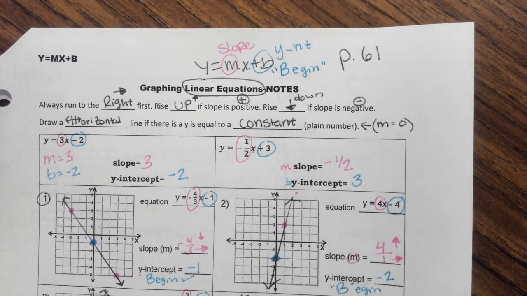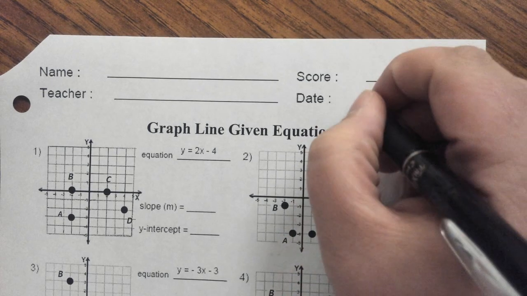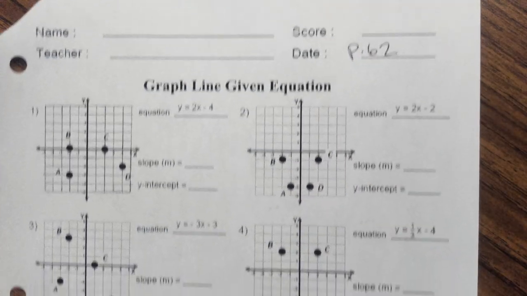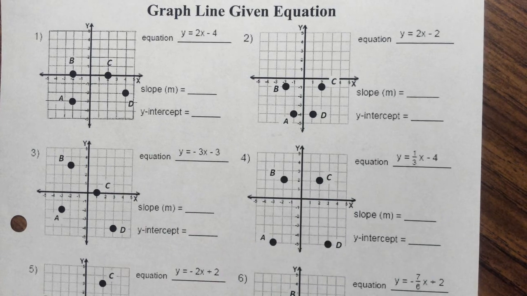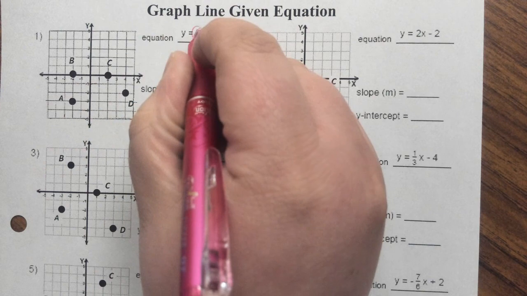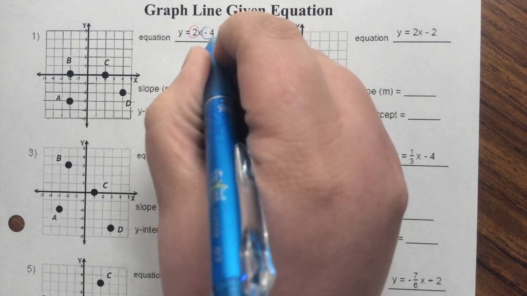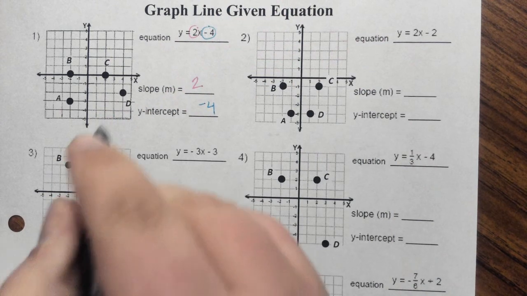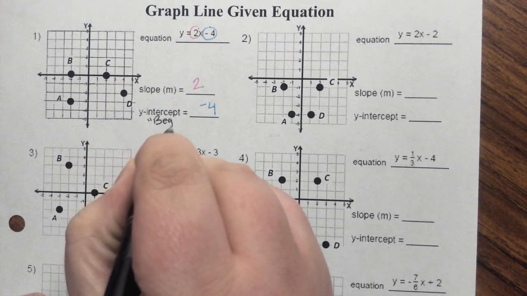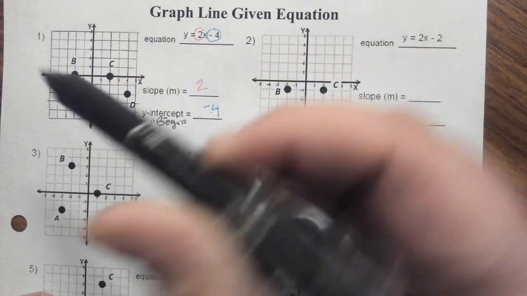That is all of the notes we have. Quite a few examples here. Look at page 62, that's your homework. Label it page 62. Exactly like the notes, you need to find the slope. That's the number in front of x. Find the y-intercept. That's the constant. The y-intercept tells you where to begin. So you're starting at -4 on the y-axis.